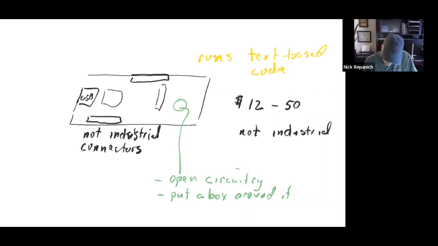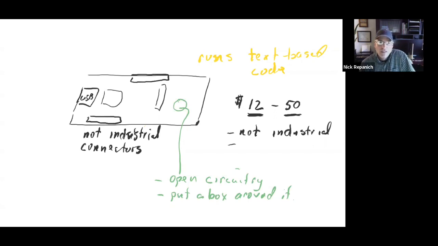So these PLCs, the Arduino, they're not industrial. You need a box around it, but they're only $12. You know, they're $12 to $50. This is the kind of thing that you can put in a machine, but this is designed for people who know how to code.